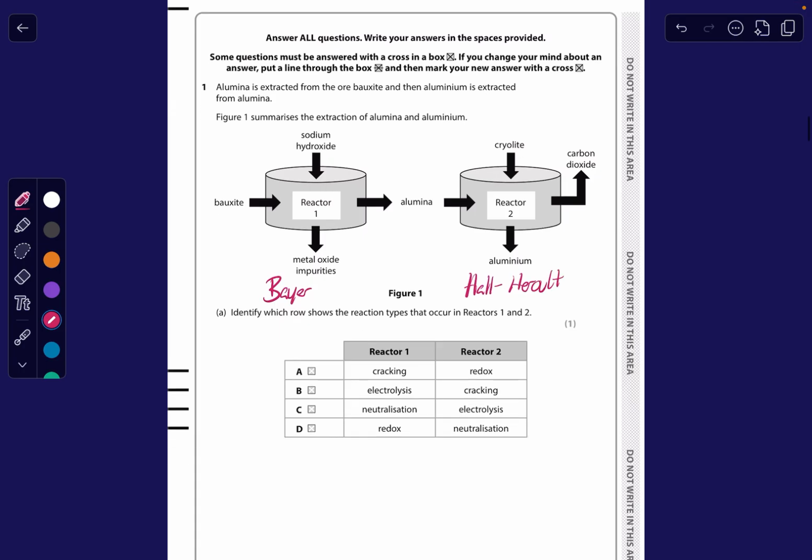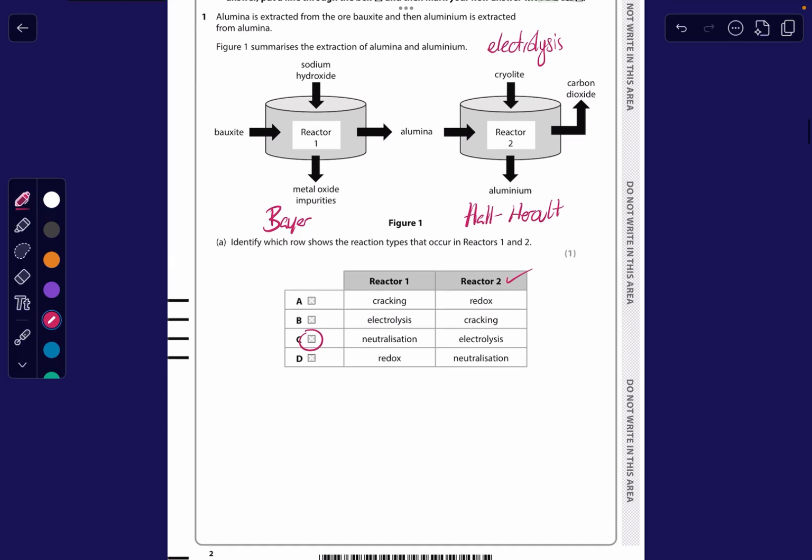The question says, identify which row shows the reaction types that occur in reactors 1 and 2. Already, many of you that do recall this, that the Hall-Héroult process is an electrolysis. So that one's an electrolysis. But this one, we haven't really covered it or given it a name, but I will explain that in a minute. If you go down to the choices, you can see that electrolysis only appears once, and it's C. So the answer must be C. So reactor 2 is C.